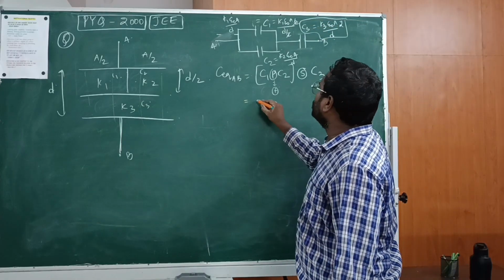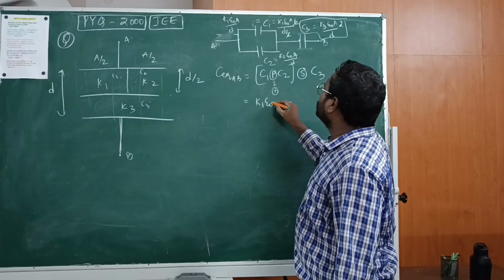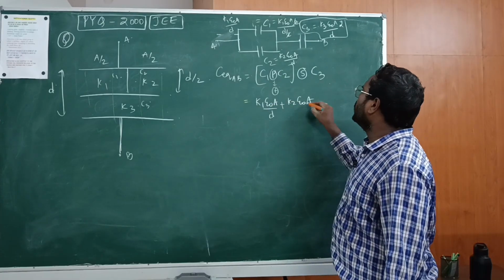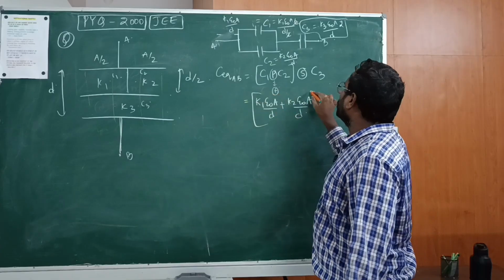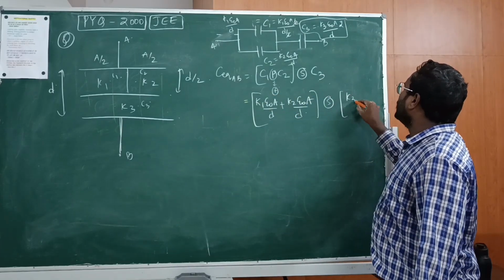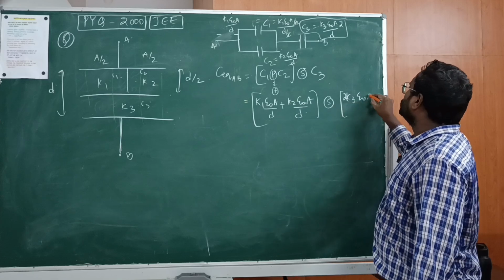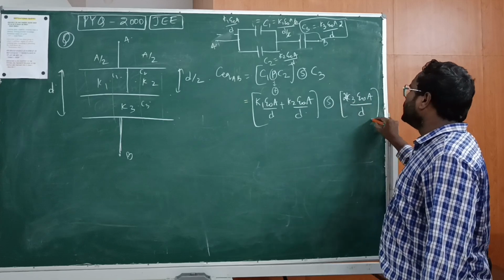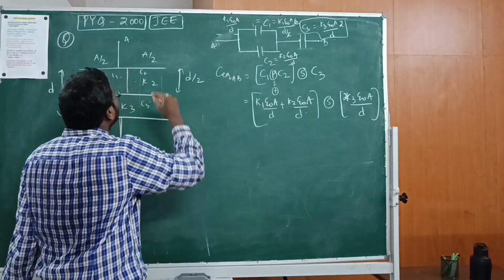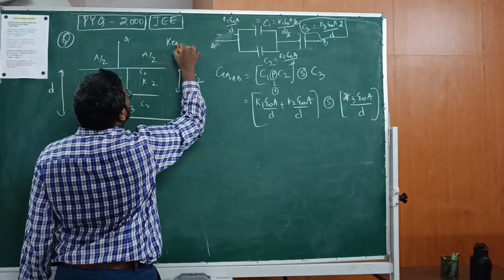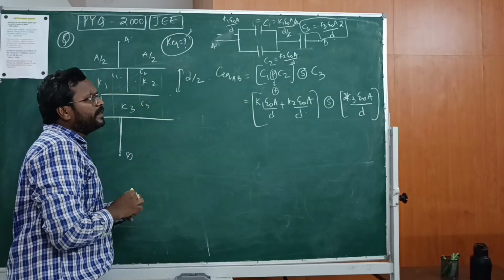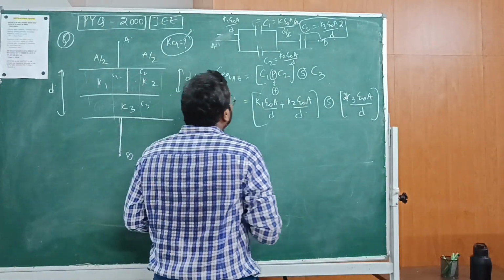So C1 plus C2 is going to be K1 epsilon naught A by D plus K2 epsilon naught A by D, which is in series with C3, which is 2K3 epsilon naught A by D. So that will be the equivalent capacitance. But what they are asking here is to find one single dielectric constant, K equivalent. That is what is asked in this question.